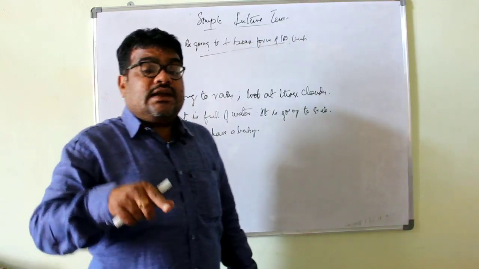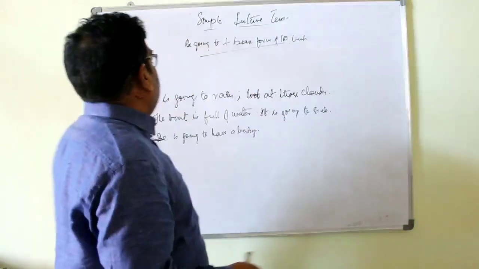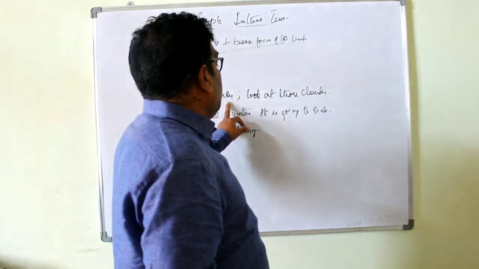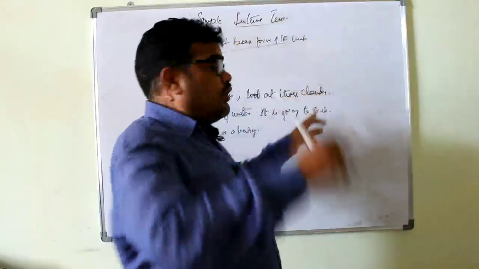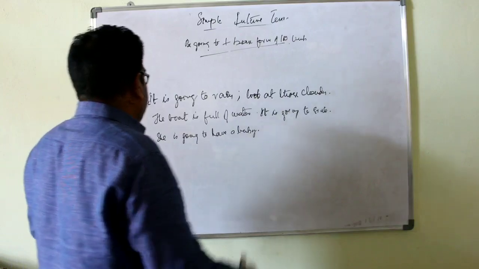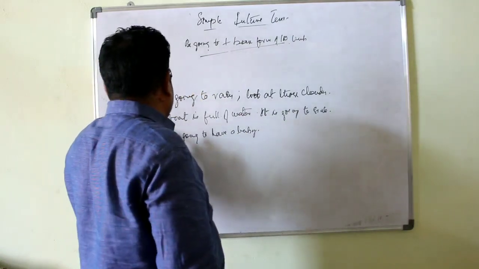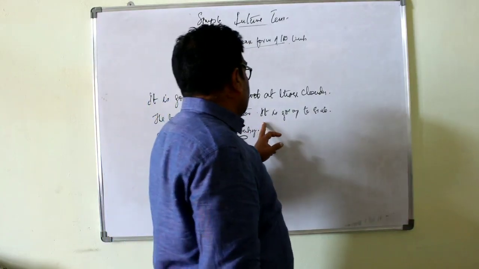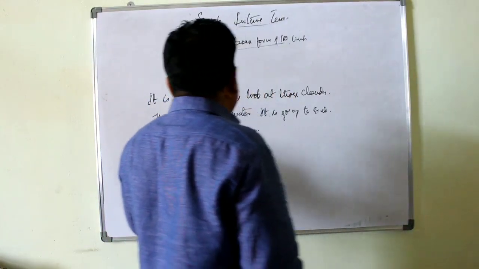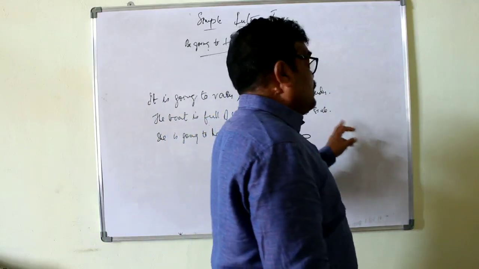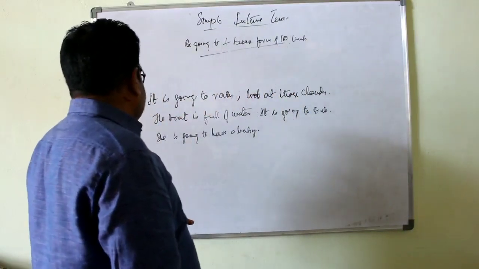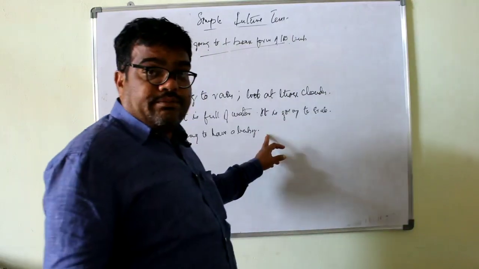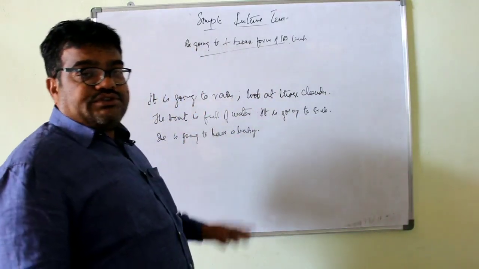Something in the present tells about the future. Example, please. First one, it is going to rain. Look at those clouds. Another example, the boat is full of water. It is going to sink. Another example, she is going to have a baby. Write down the examples.